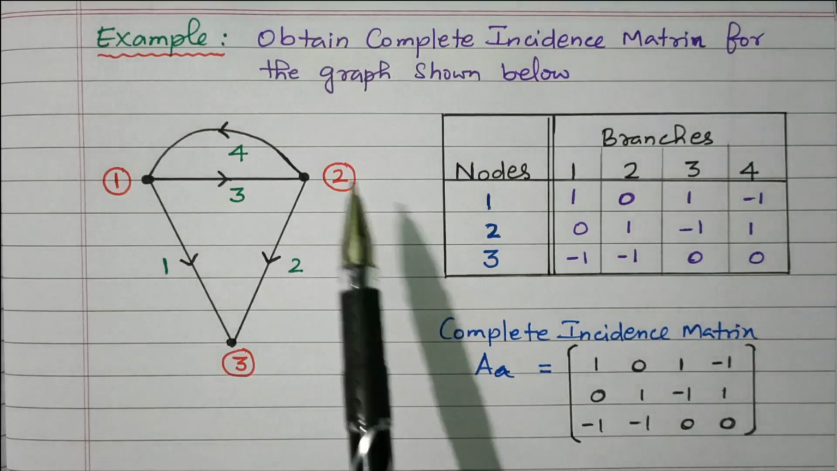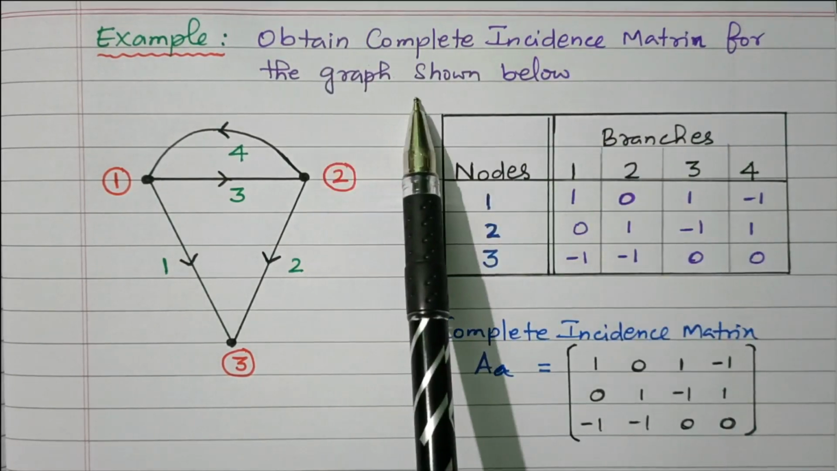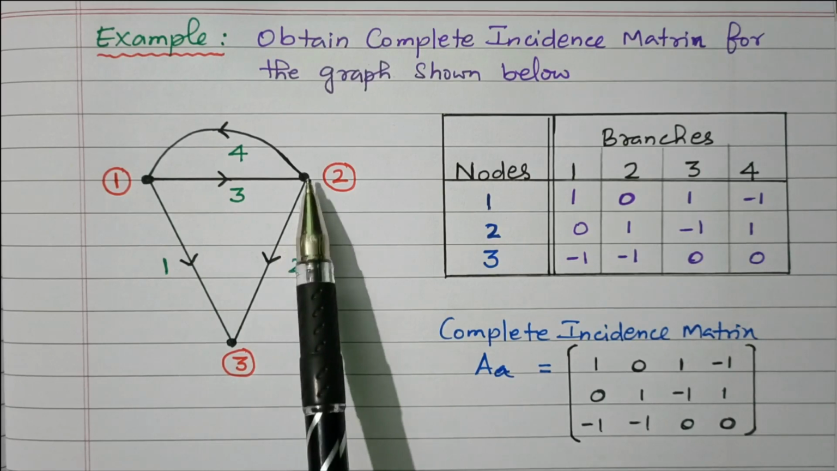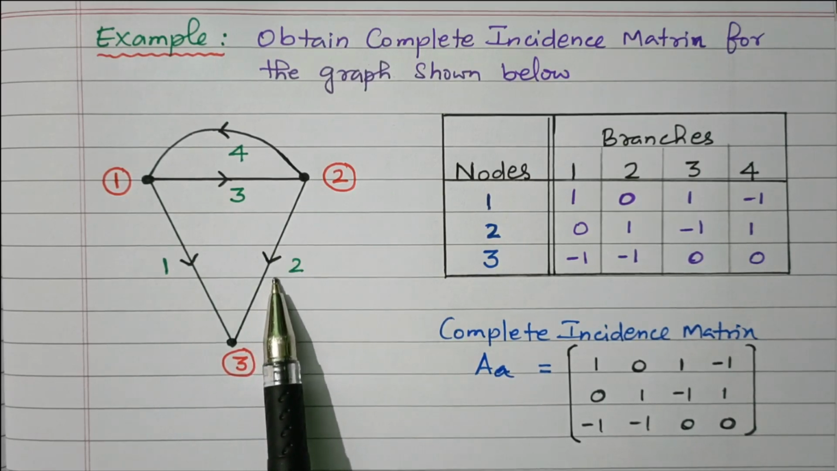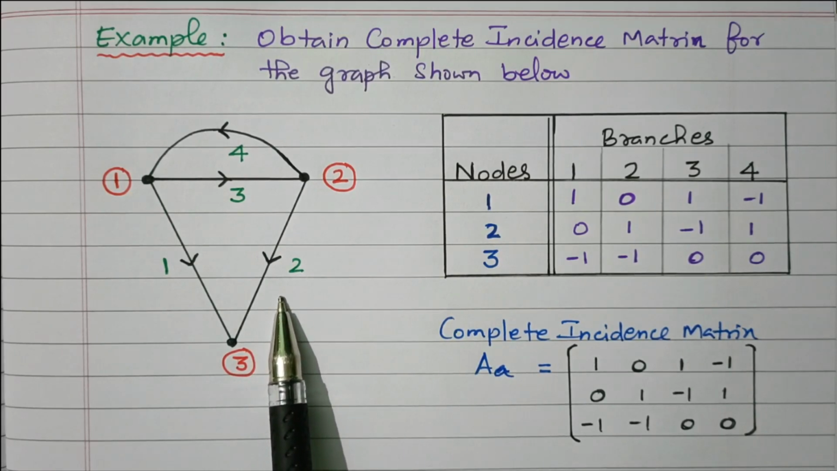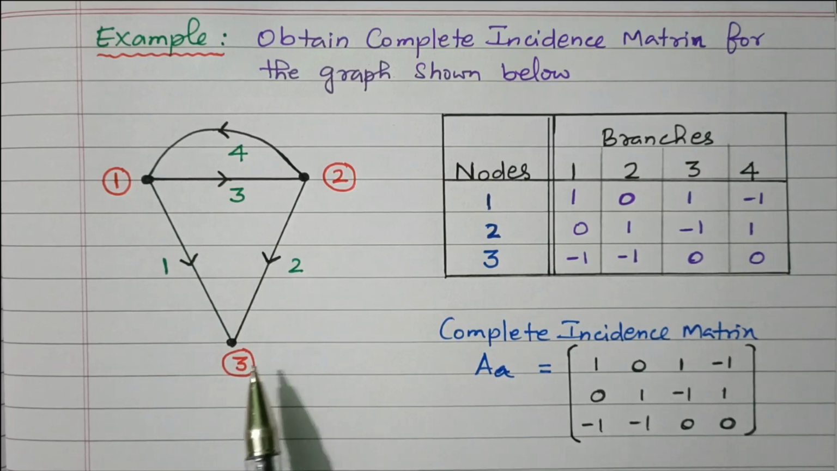In this example, obtain the complete incident matrix for the graph shown below. So this is the oriented graph. Oriented graph means the graph will be represented by lines and directions are available. Normal graph means only lines are there. Oriented graph means the directions are also given. So this is called an oriented graph.